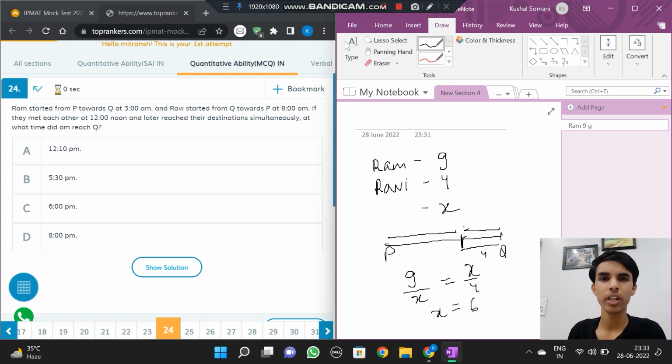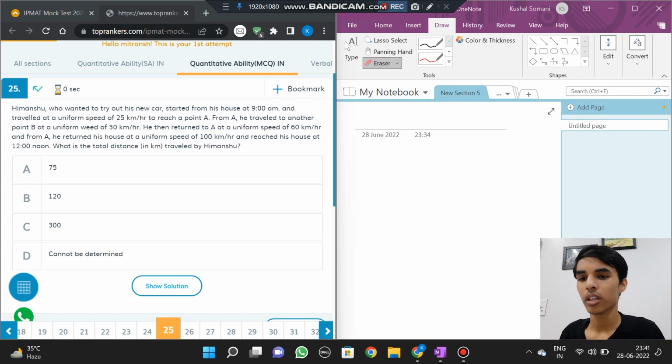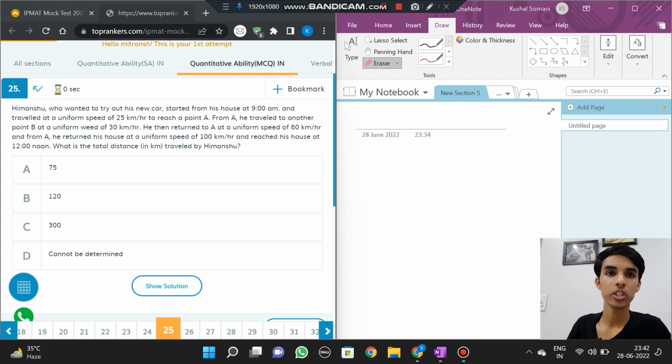Again, I think that was a fairly simple question. You need to figure out what the question is actually demanding. If we just write down these basic things like the number of hours they have already traveled and make the small diagrams, then I think there is not much required in this question. Let's move on to the next question.